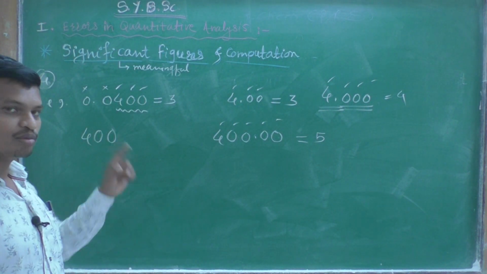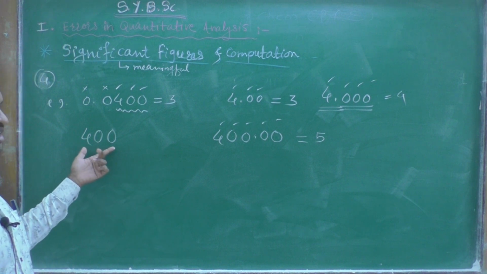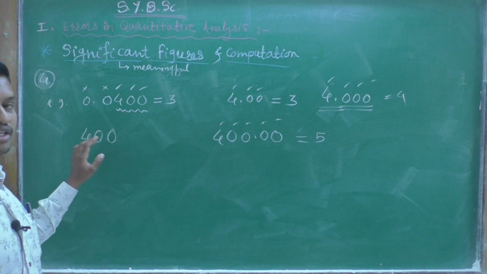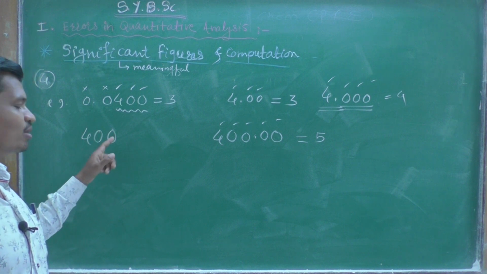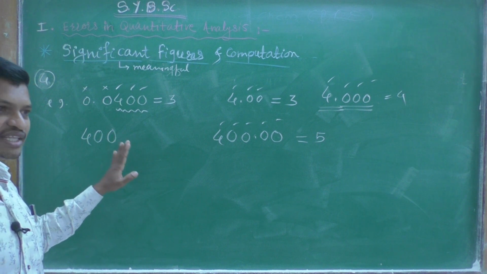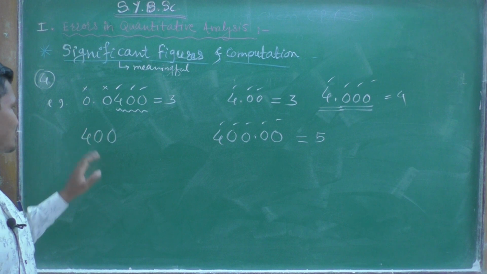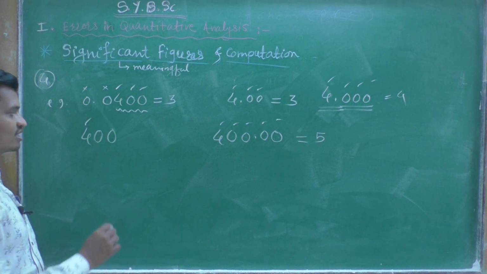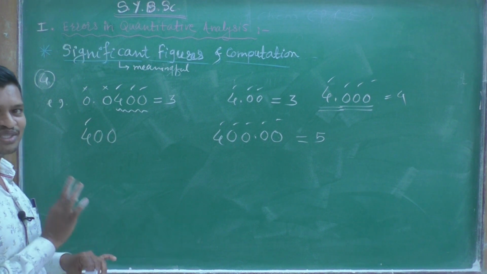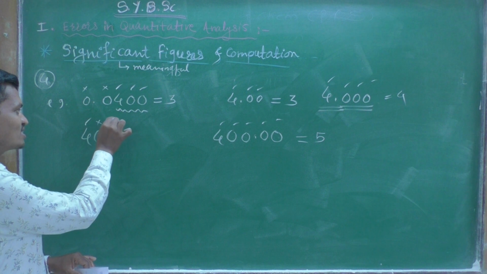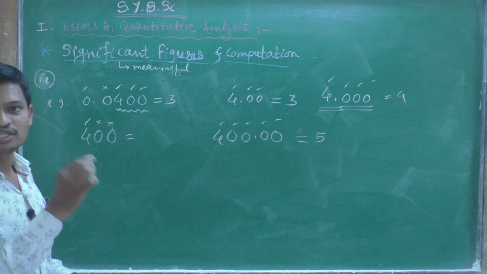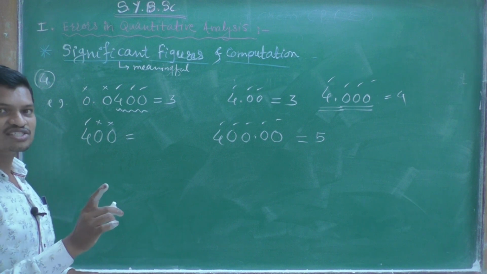But mind well, in this case the number is 400 only. This number is greater than 1, but the decimal point is not given here. In this case, the 4 is a significant digit, and this 0 and this 0 are not significant. So in the case of 400, the number of significant figures is only 1.